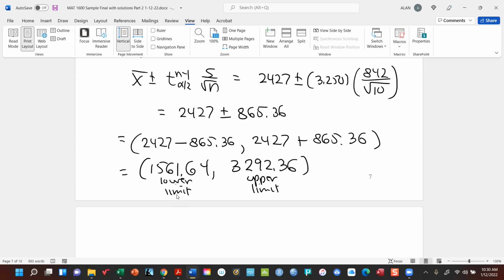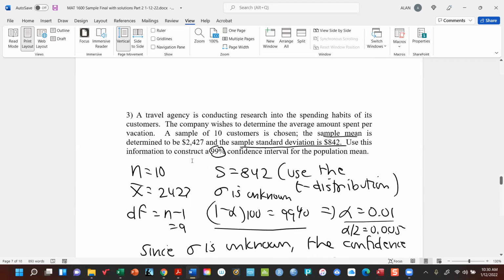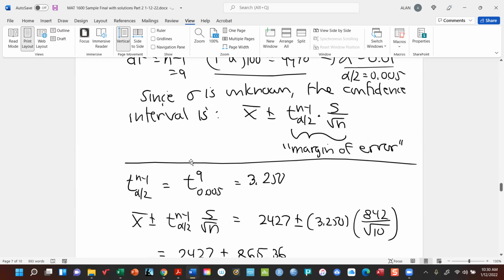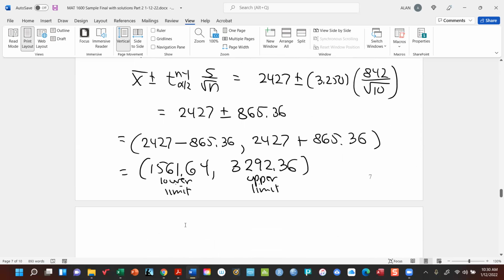So basically, we're 99% confident that the average customer is spending this much on their vacation, somewhere in that interval. The population mean is highly likely to be contained in that interval. So this is how they decide.